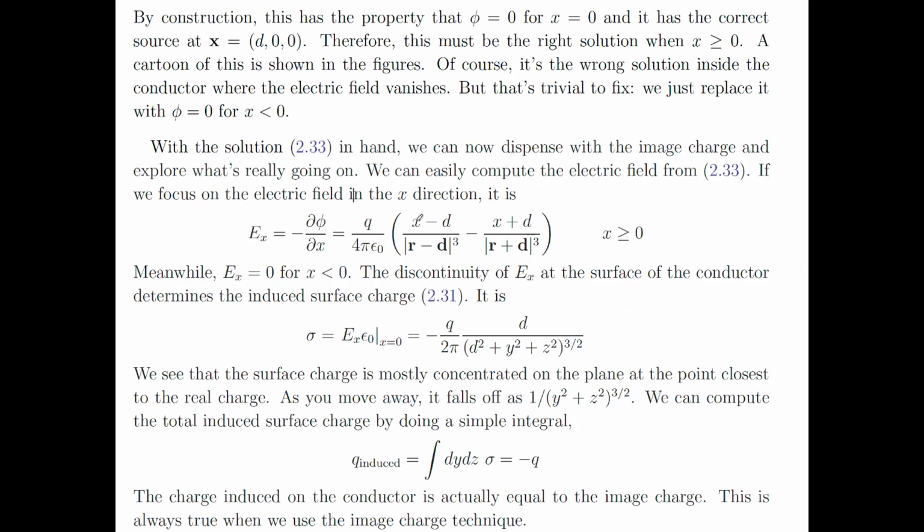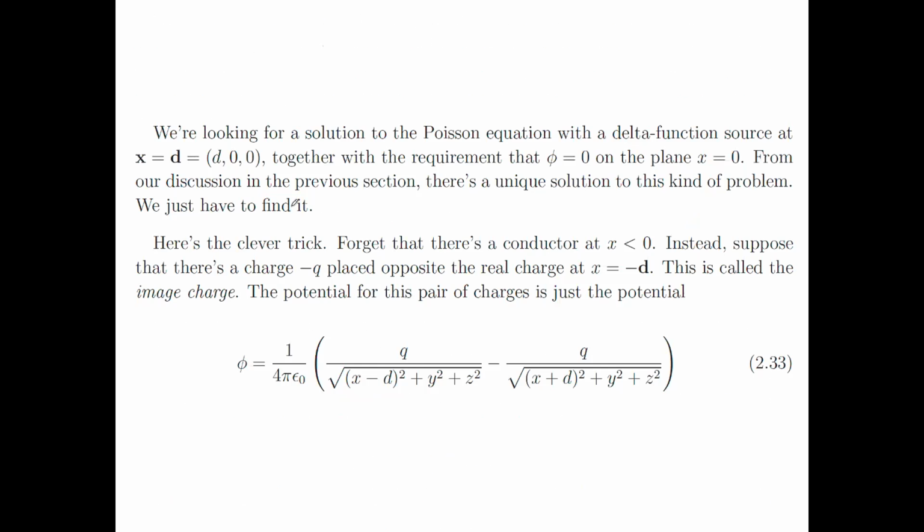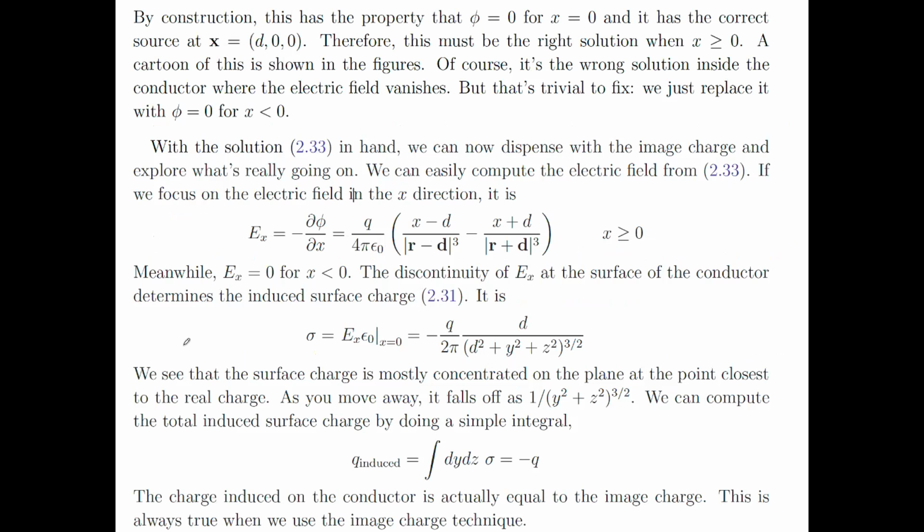And here, let's see, this is phi. If you want to calculate E, you can use partial phi over partial x, or you can simply use Coulomb's equation. But use it twice, one for Q, one for negative Q, sum them up, and you'll get the equation here.